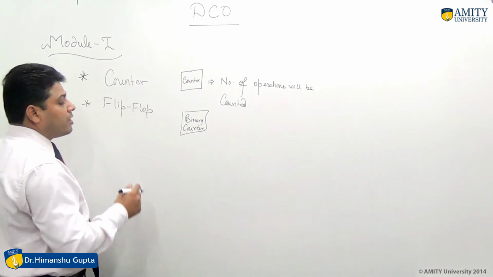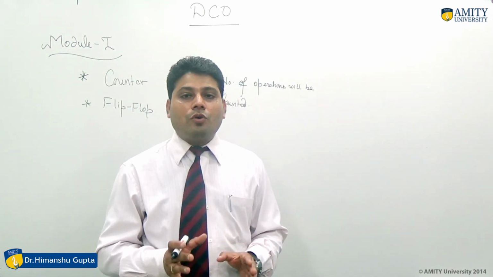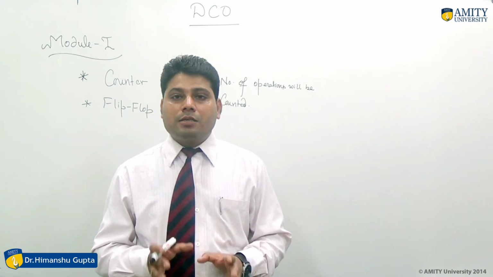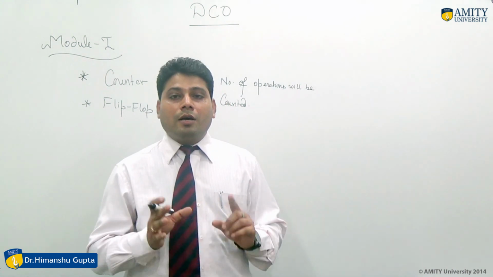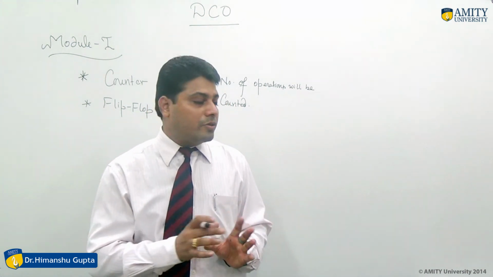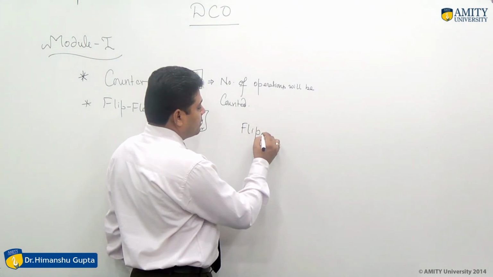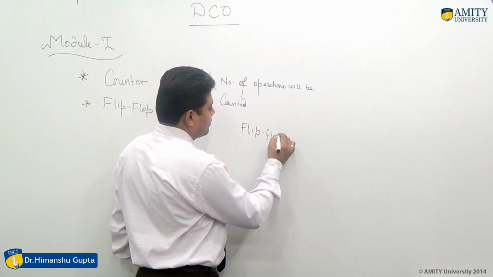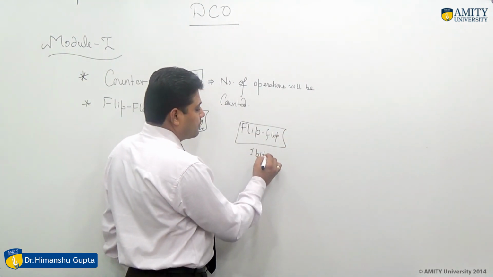If we are talking about the flip-flop, a flip-flop is a logic circuit which will store only 1 bit of data. What is a flip-flop? A flip-flop is a logic circuit which stores only 1 bit of data. So here we can see the flip-flop like this. This is a logic circuit. It can store only 1 bit of data.